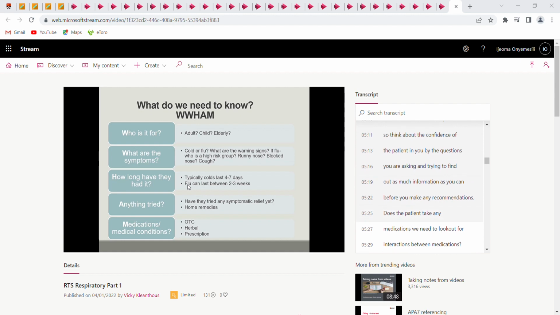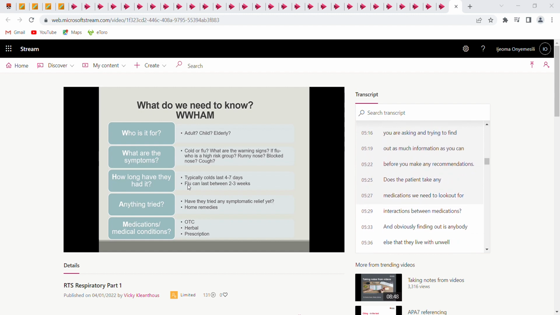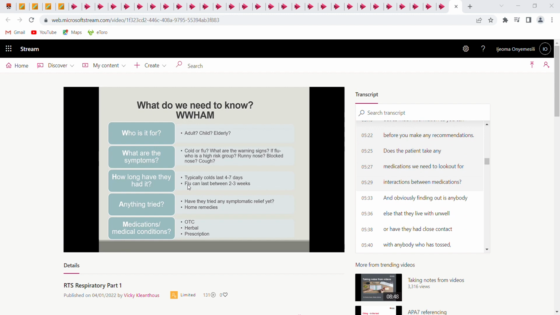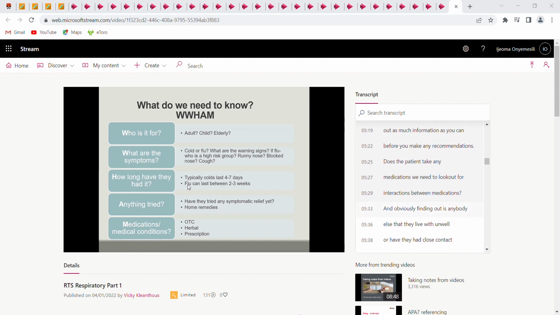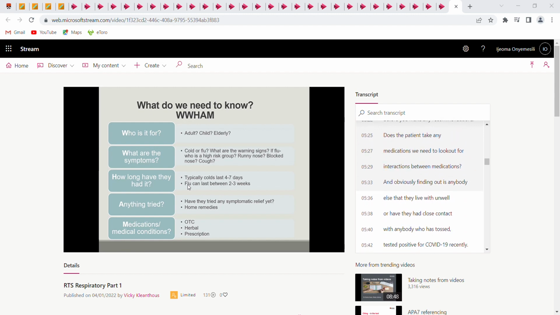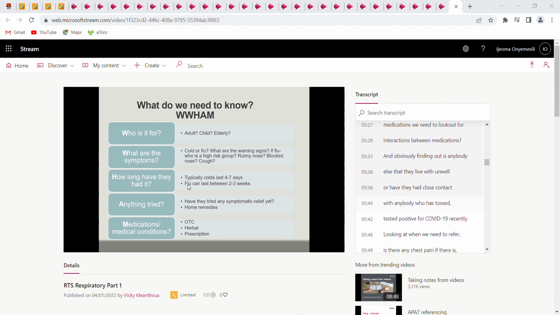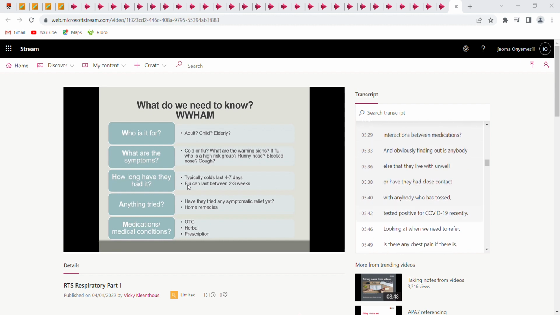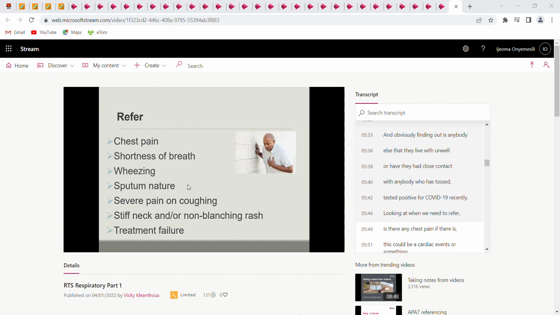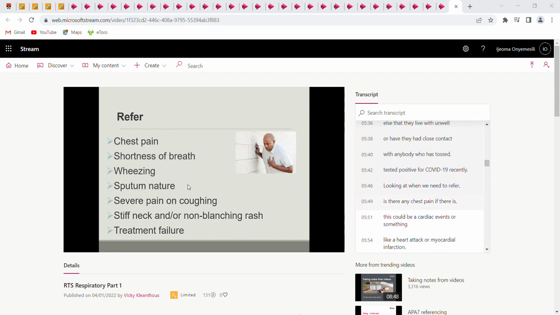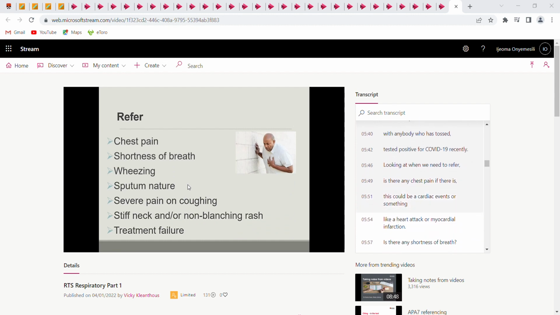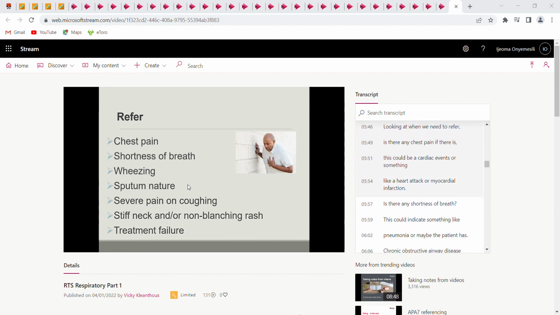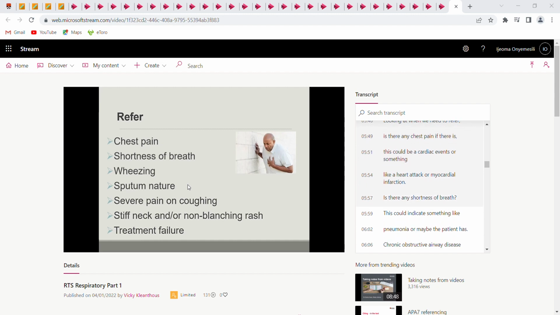Does the patient take any medications? We need to look out for interactions between medications, and obviously finding out, is anybody else that they live with unwell, or have they had close contact with anybody who has tested positive for COVID-19 recently? Looking at when we need to refer, is there any chest pain? If there is, this could be a cardiac event, so something like a heart attack or myocardial infarction. Is there any shortness of breath?